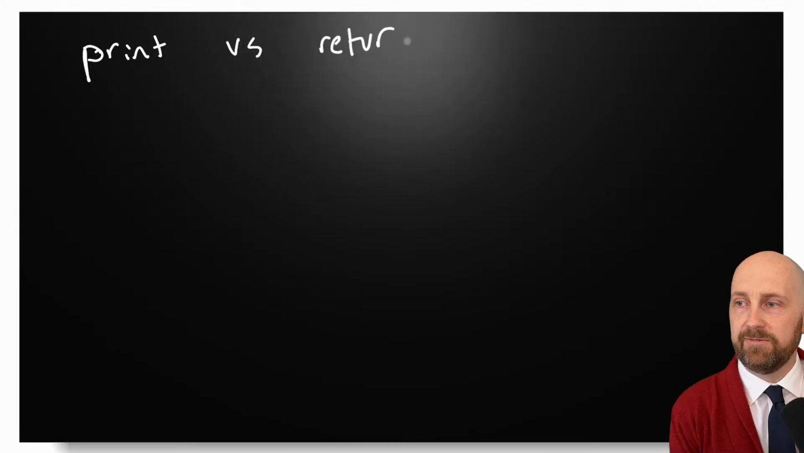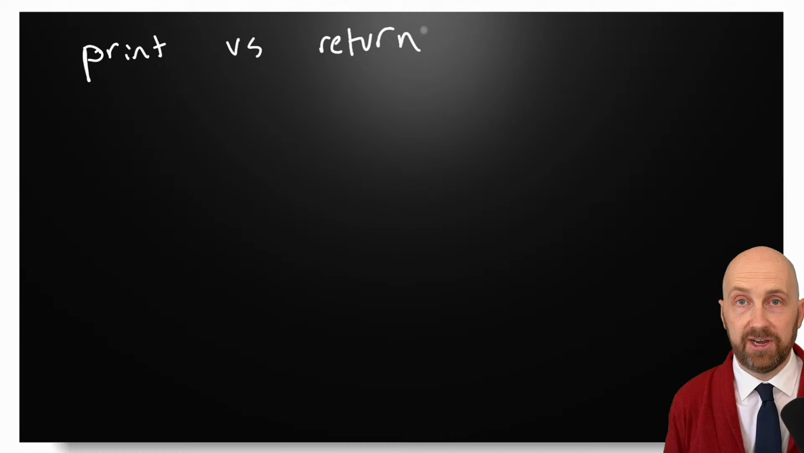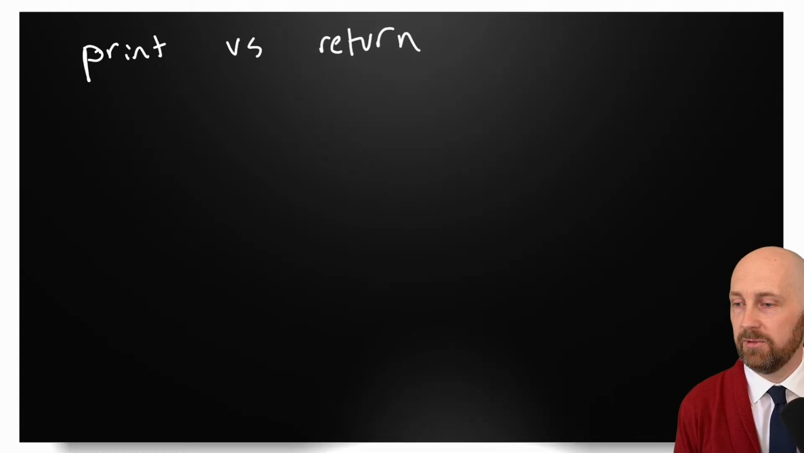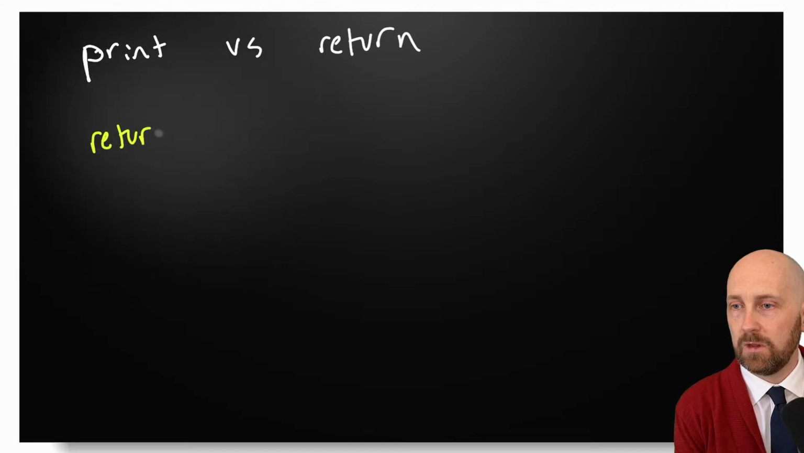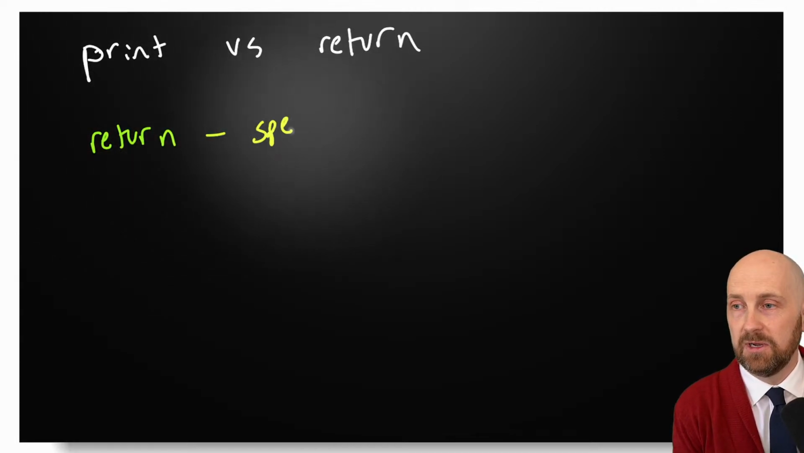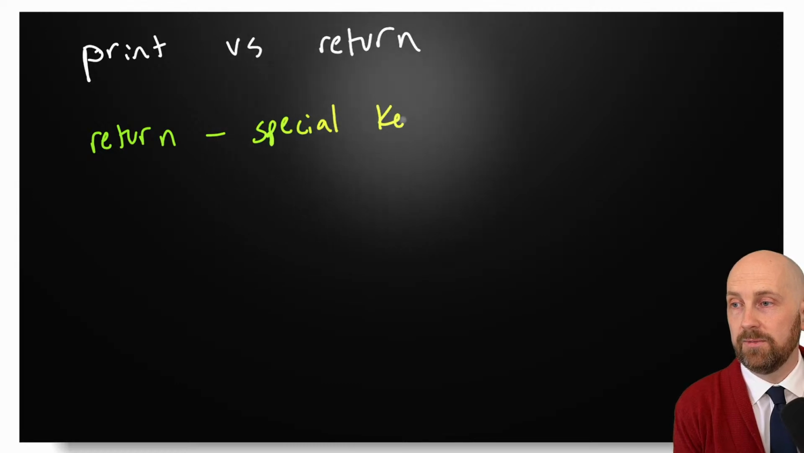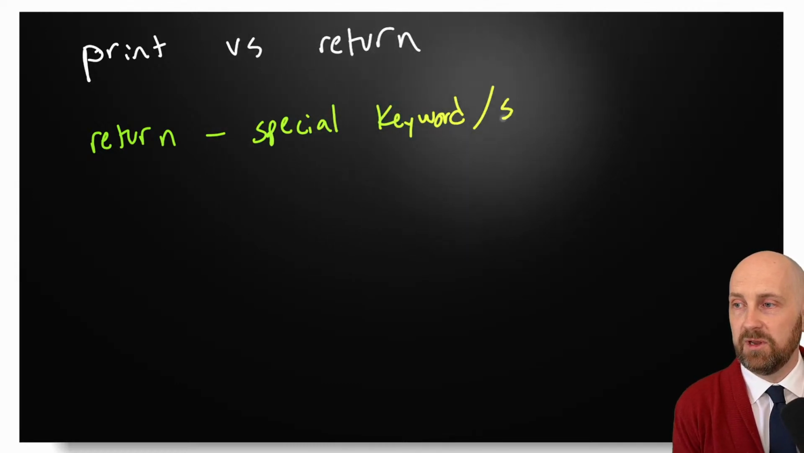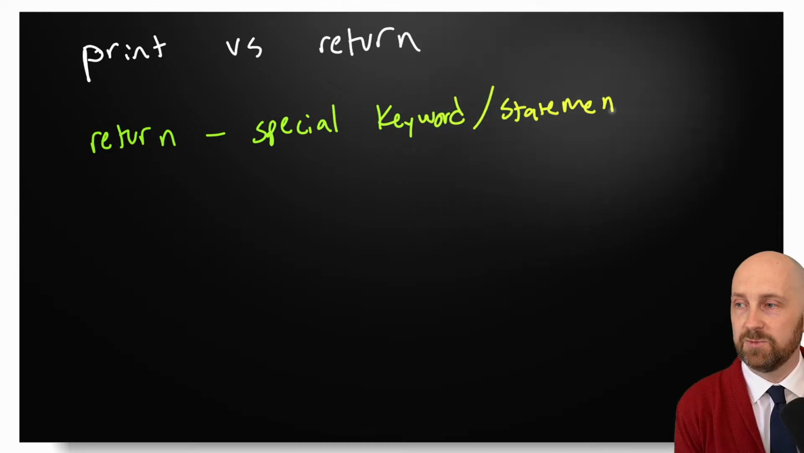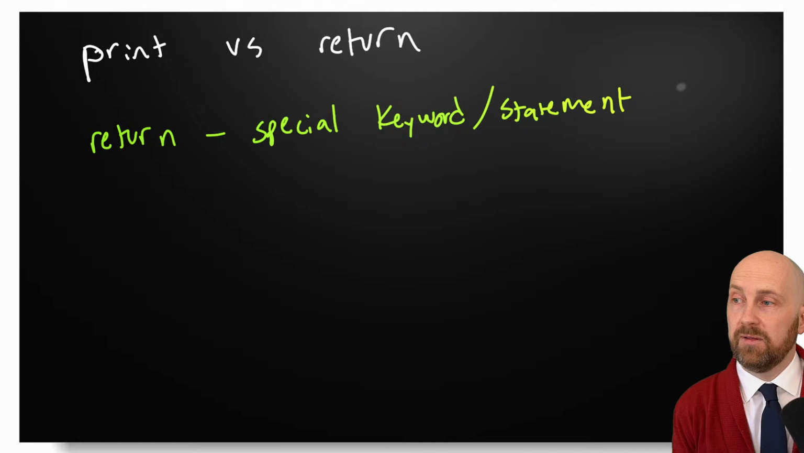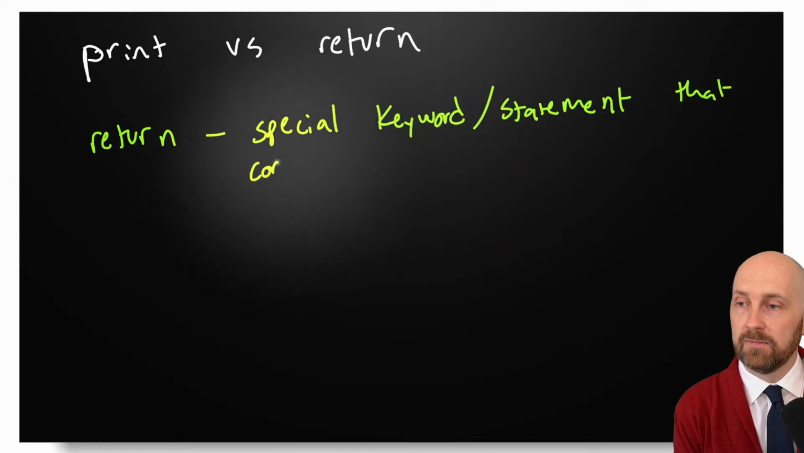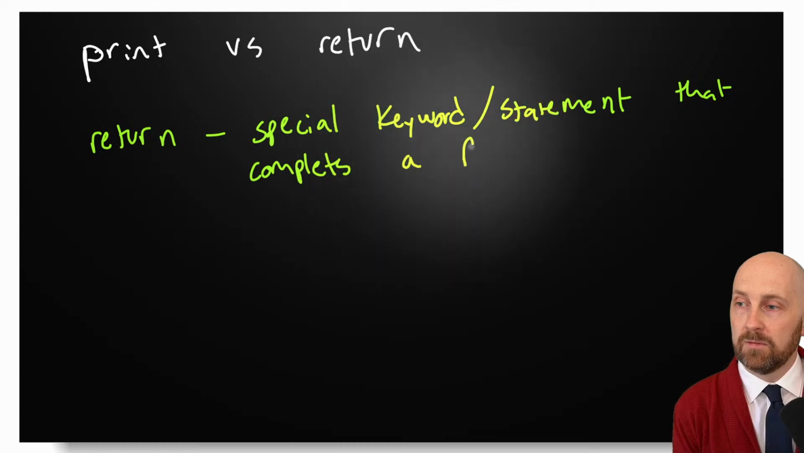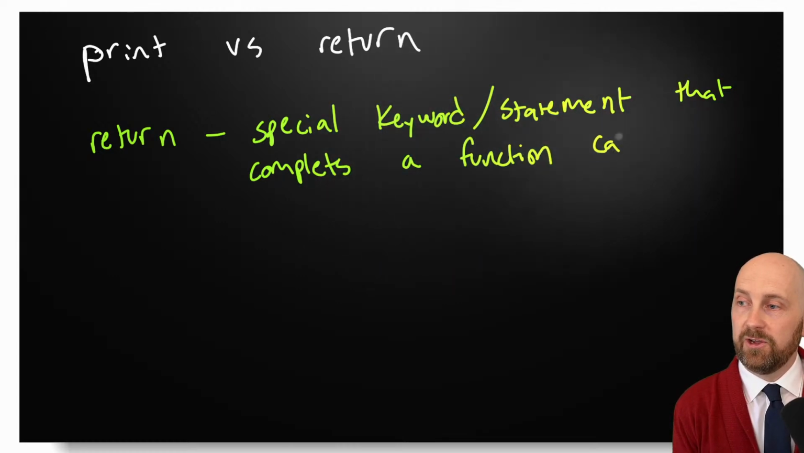All right. So when it comes to print versus return, these are two concepts that feel like they're very similar as you're getting started with programming, but they're very, very different. All right, so I want to talk about return first. And return is a special keyword, not a function. You could also call it a statement because it is its own kind of statement. It's a line of code that has specific meaning. It's a special keyword or statement that completes a function call and returns a value back to the caller.